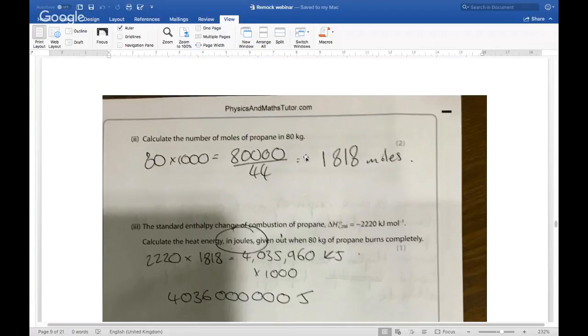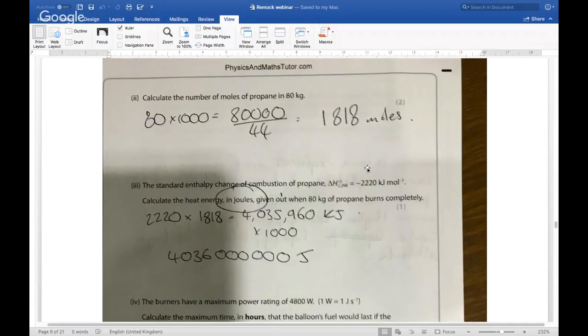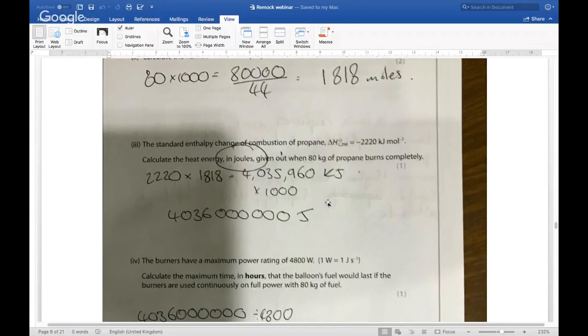Right, calculate the number of moles of propane. Who forgot to convert kilograms to grams? The equation is grams over Mr. There's a reason why I teach that and not mass over Mr, because people will put in kilograms and not realize it. It's grams over Mr, folks. So your first mark was converting 80 kilograms into 80,000 grams. Then dividing by 44, the Mr of propane, to get 1,818 moles.